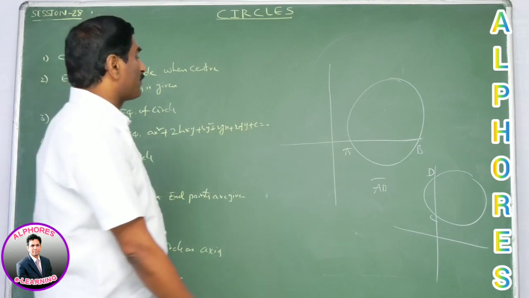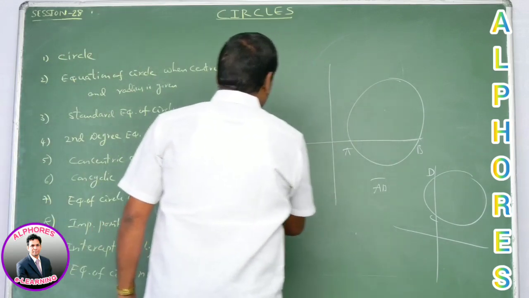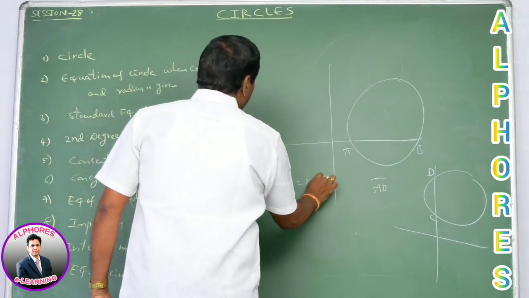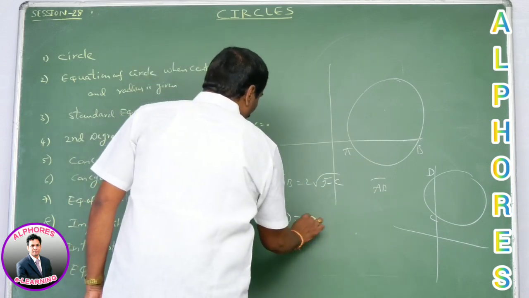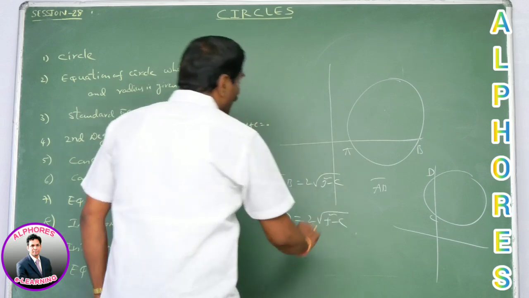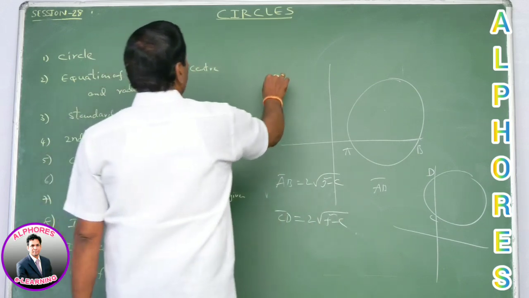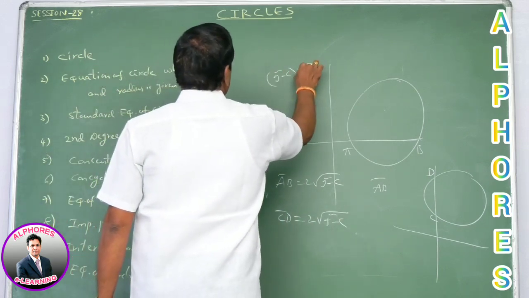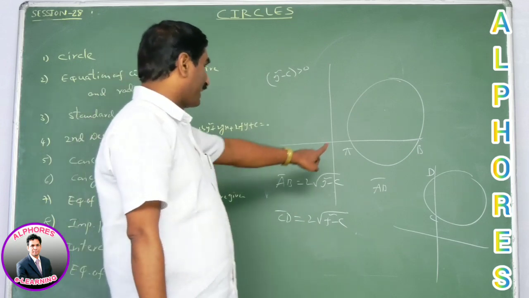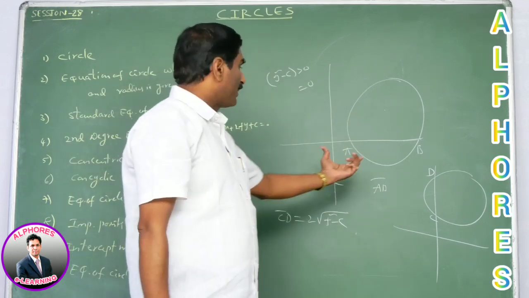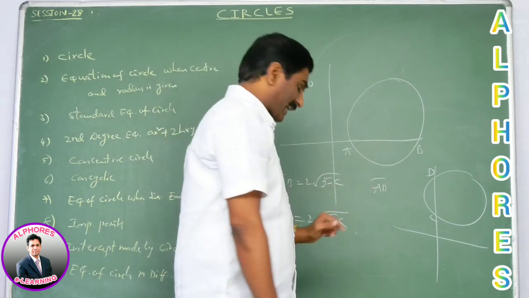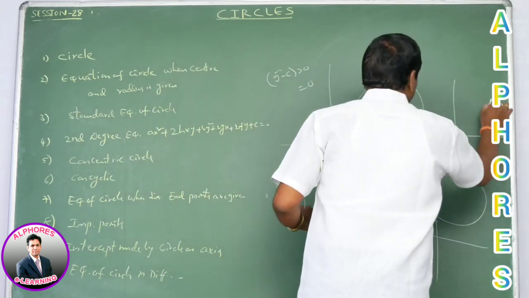The length of the intercept made by the circle on the x-axis, AB, is equal to 2 root of G square minus C. The length of the intercept made by the circle on the y-axis is equal to 2 root of F square minus C. Suppose G square minus C is greater than 0, it is real. That means the circle cuts the x-axis. Suppose G square minus C is equal to 0, then AB is equal to 0, meaning both A and B coincide.